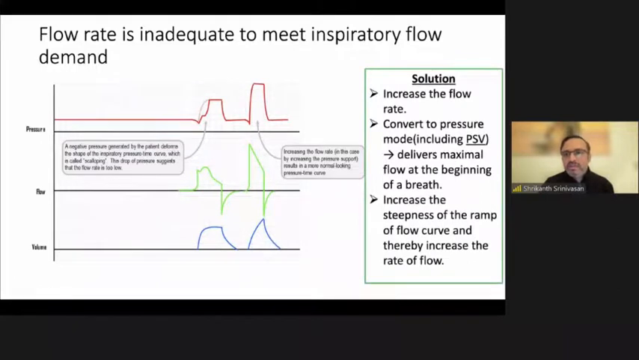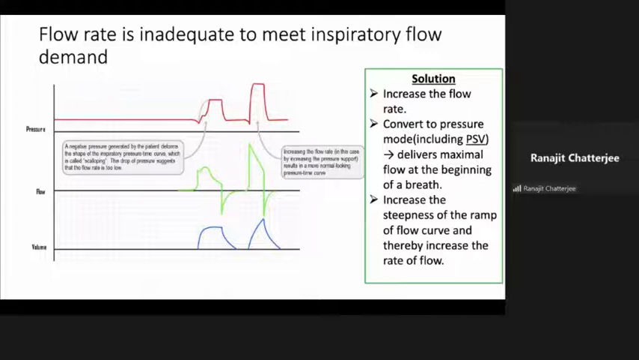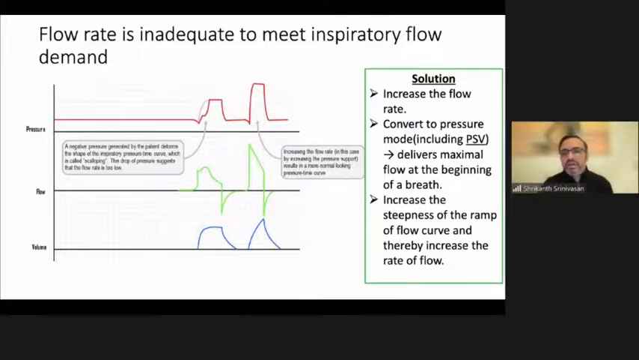So increase the flow rate in a volume control, or convert to a pressure mode. Pressure mode has a decelerating flow waveform, so that adapts better rather than a fixed flow waveform. And it gives a maximal flow right at the beginning of the breath. So most of the demand which is there right at the beginning of the breath is matched. So whenever you see the scalloped flow waveform in a volume control kind of setting, we can always change it into a pressure setting where you have a decelerating waveform, and probably that helps.